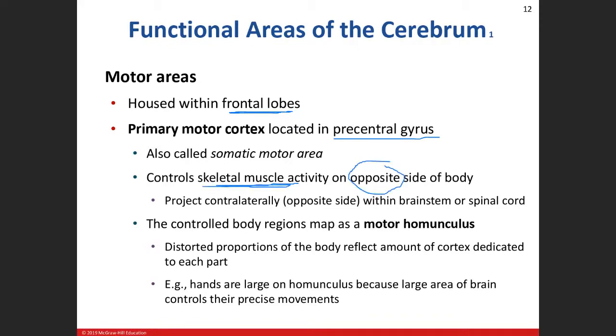Opposite side. On the opposite side. So that means that some neurons have to cross from the left to the right or from the right to the left. Okay, but it's opposite side. Now, here's the thing. It can cross over in the brain stem, which is in the brain, obviously, or it can cross over in the spinal cord. Okay, but it has to cross.